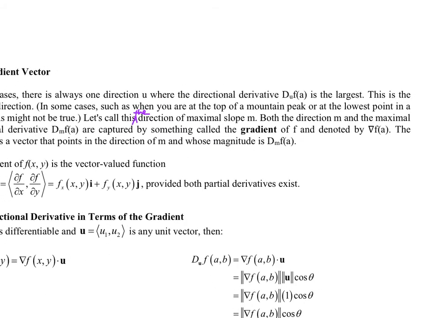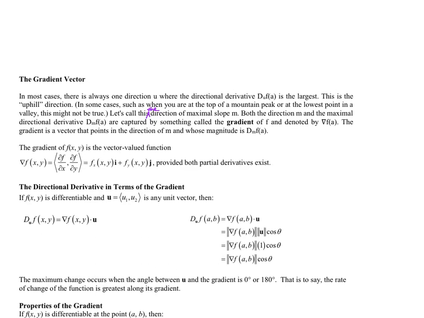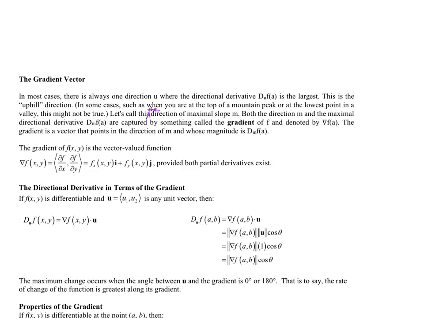It's a typo for somebody. Both the direction m and the maximal directional derivative, D sub m of f of a, are captured by something called the gradient. The gradient of f is denoted by an upside down delta. The gradient is a vector that points in the direction of m and whose magnitude is the maximal directional derivative.